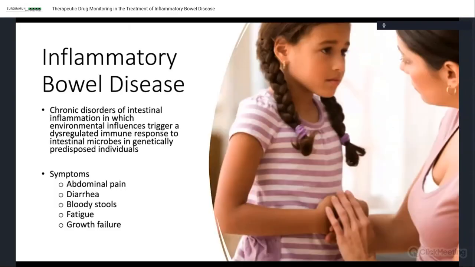And we'll start with a discussion of what inflammatory bowel disease is, because this is a general audience of mixed backgrounds and expertise. So inflammatory bowel disease includes Crohn's disease and ulcerative colitis, and these are chronic disorders of intestinal inflammation in which environmental influences trigger a dysregulated immune response to predominantly intestinal microbes in genetically predisposed individuals. The symptoms of inflammatory bowel disease can be quite debilitating and can include abdominal pain, diarrhea, bloody stools, fatigue, and in our younger patients, growth failure.